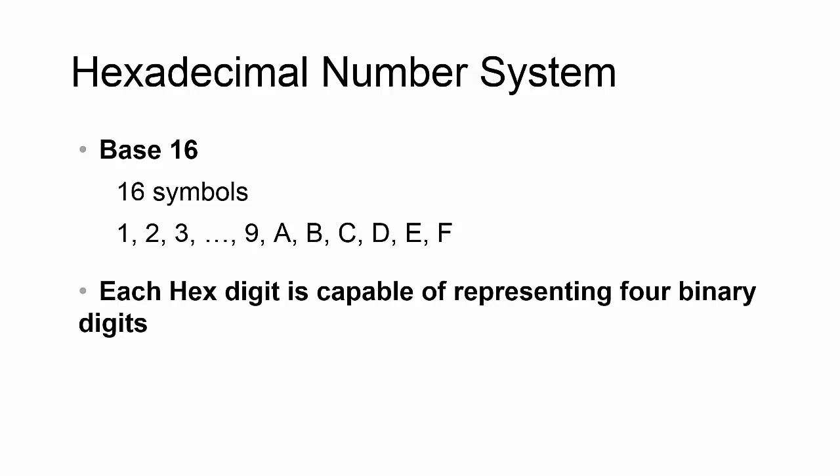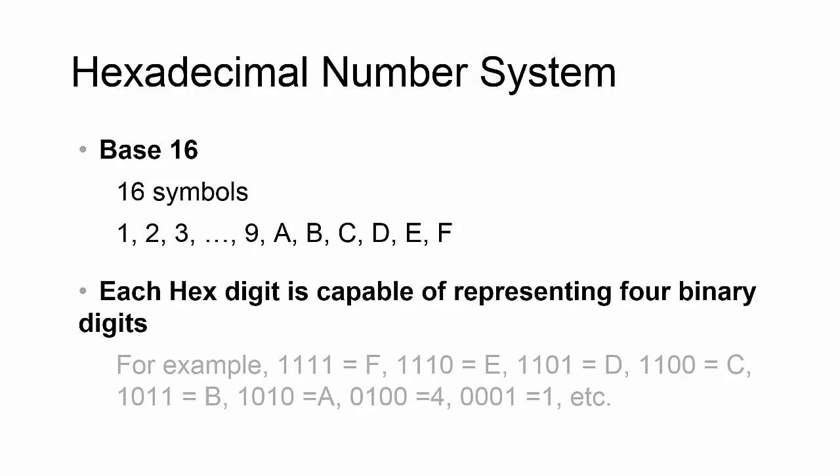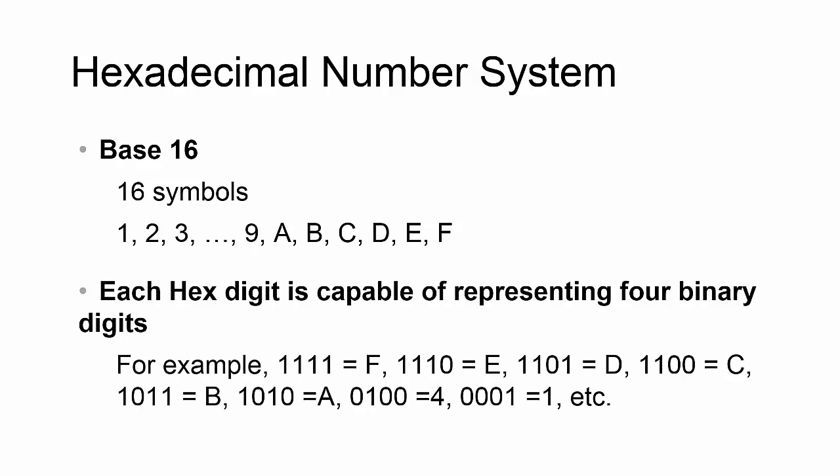So each hex digit is capable of representing 4 binary digits. For example, 1111 is represented by F, 1110 is represented by E, 1101 is represented by D, and so on. And in our previous example, the binary pattern was 0100, so that pattern was represented by number 4, and then 0001 was represented by 1 in hex numbers.